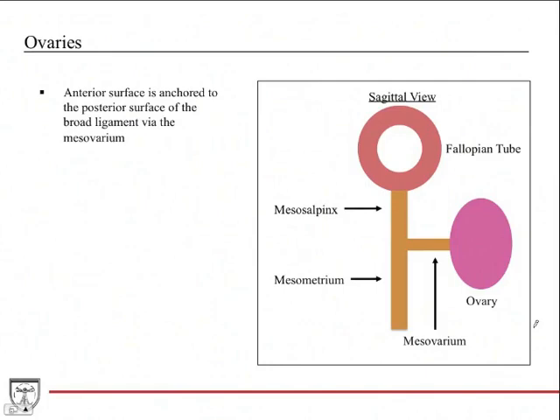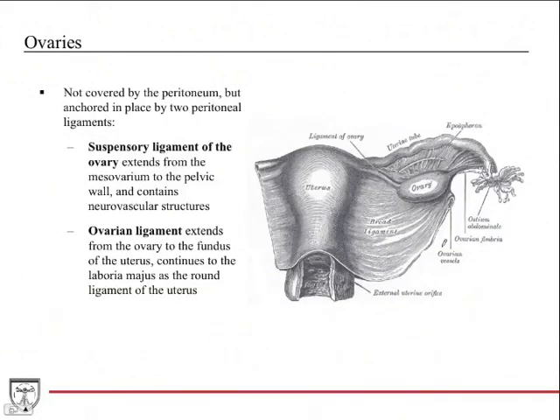The anterior surface of the ovary is anchored to the posterior surface of the broad ligament via the mesovarium. So back to this diagram here. You have the anterior surface here of the ovary, and as you can see, it anchors to the posterior surface of the broad ligament via the mesovarium in this diagram. The ovaries themselves are not covered with peritoneum, but they're anchored in place by two key ligaments.